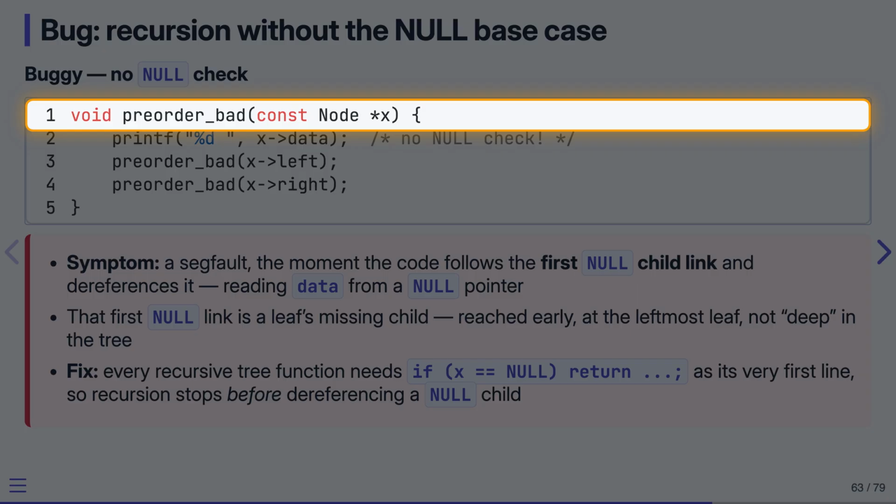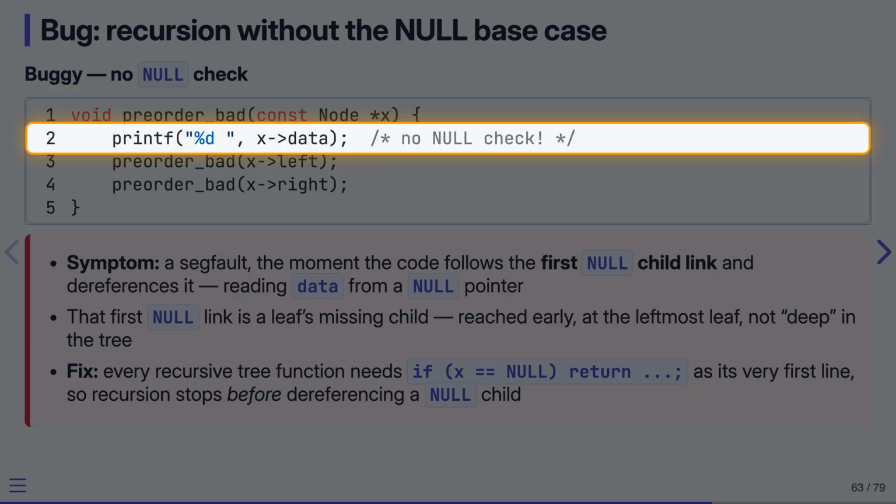Now let's look at the common mistakes people make with binary tree code and how to avoid them. Let us look at the most common tree bug. This is a buggy version of preorder. The fixed version is on the next slide.